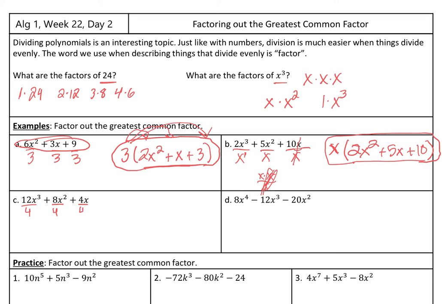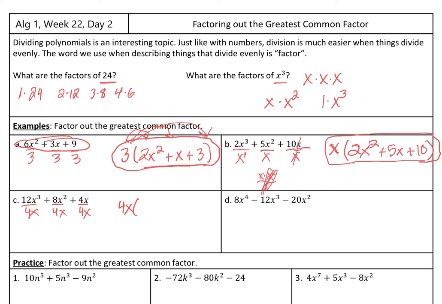And then I'm also going to look and say, do they all have an x? And they all do. They all have at least one x because the last one, 4x, has a single x. Okay. So the greatest common factor is 4x. So we write that on the outside. And then on the inside, we're going to do what happens if you divide these by 4x.